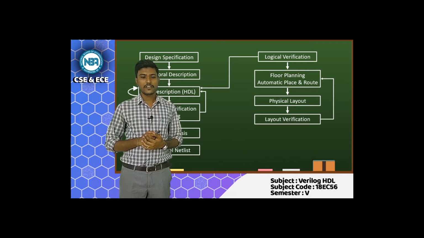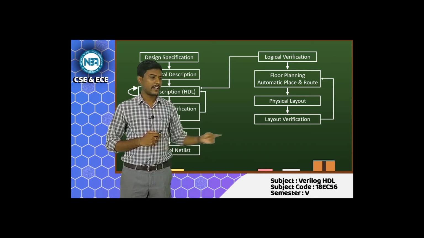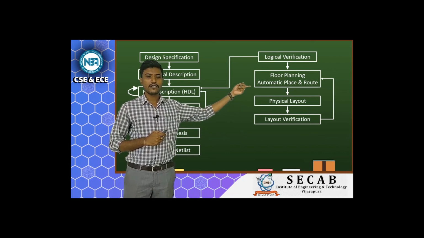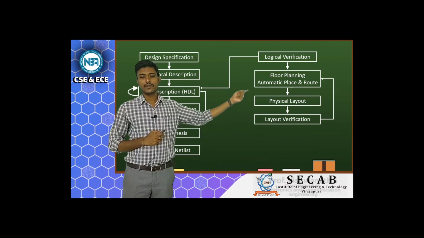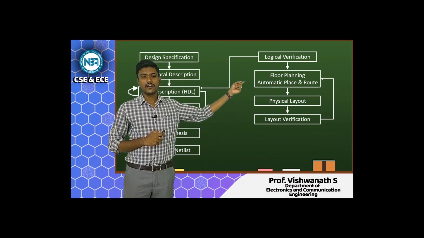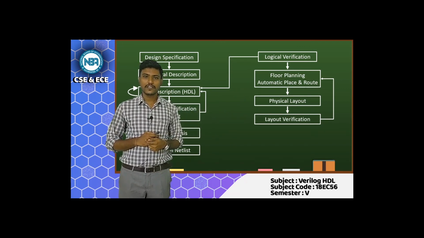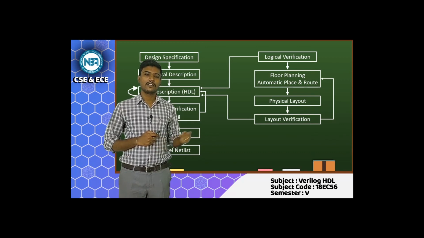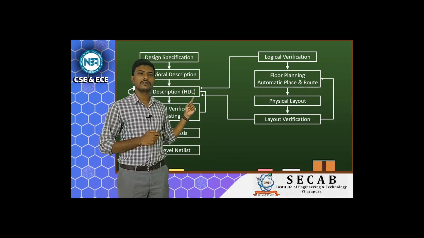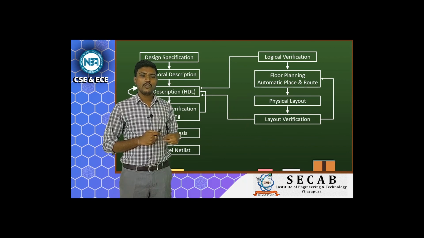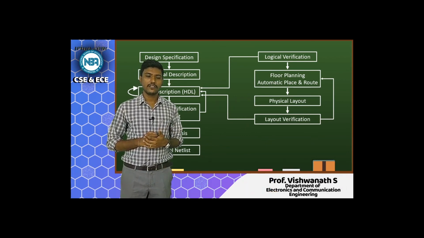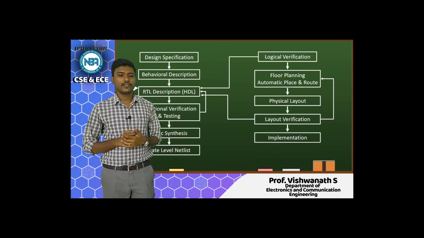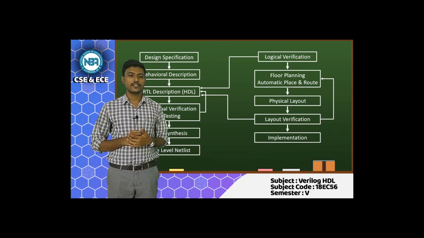If the layout verification fails, the report generated at layout verification will be sent back to place and route, and they are going to rectify it. If the problem still persists, then it is a problem with the HDL. Once your layout verification is done correctly, we will be going for implementation.